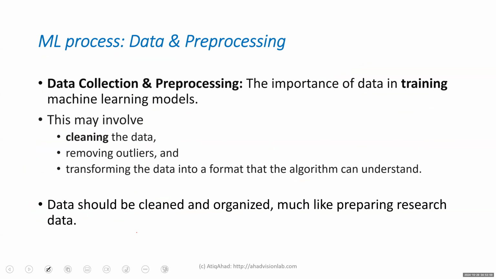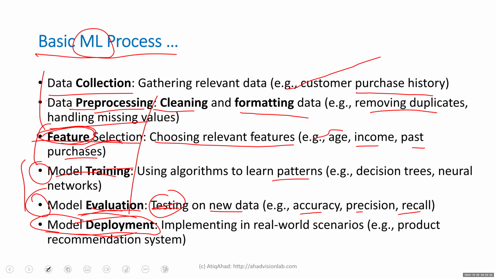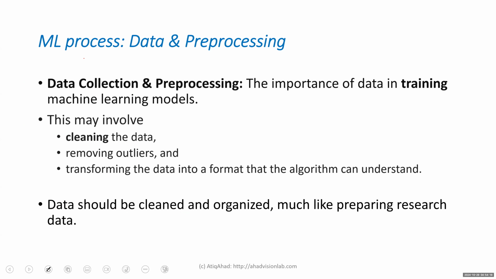All right. So let's see data collection, data pre-processing, feature extraction or selection, model training, evaluation or testing, and model development. These basic 6, 7, 8 steps in detail now. The machine learning process, data pre-processing. So data collection and pre-processing are very important, because good quality data is important. So cleaning the data, removing outliers, transforming the data into a format that the algorithm can understand.